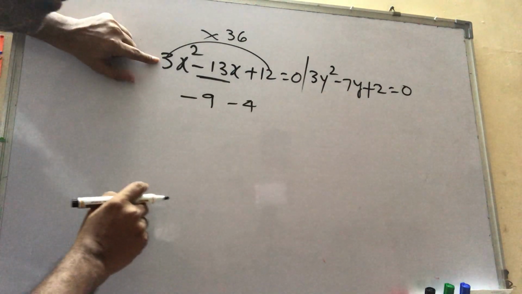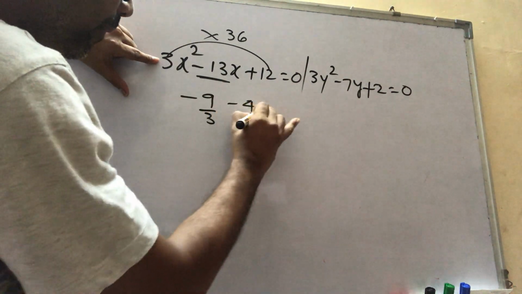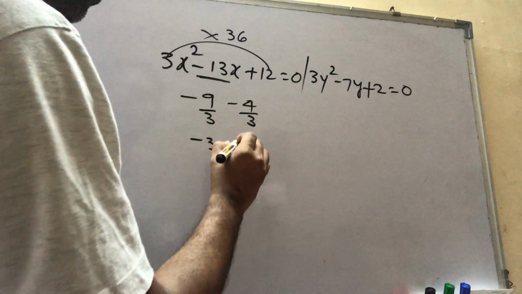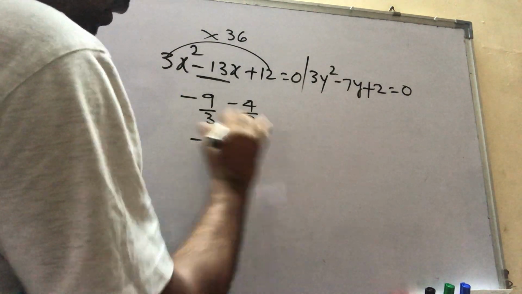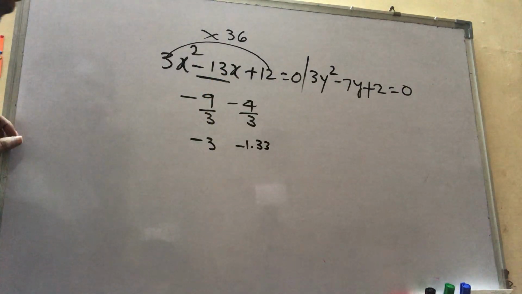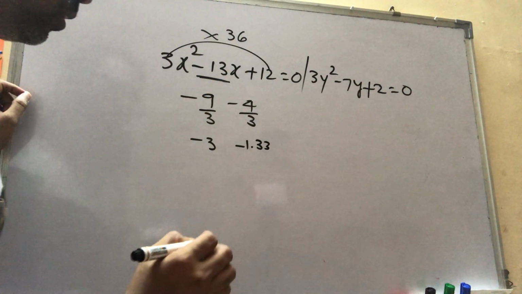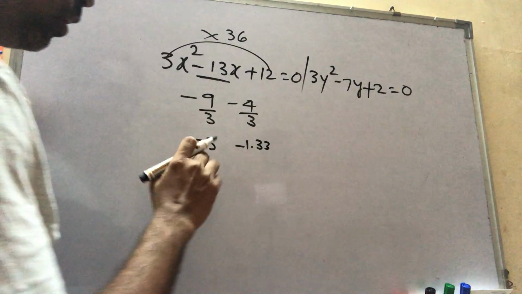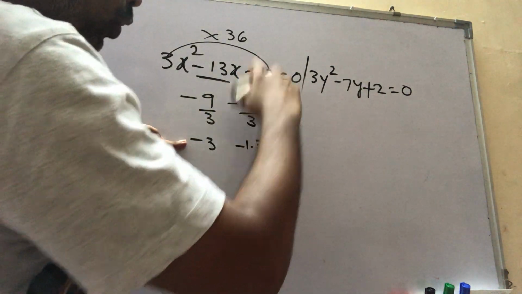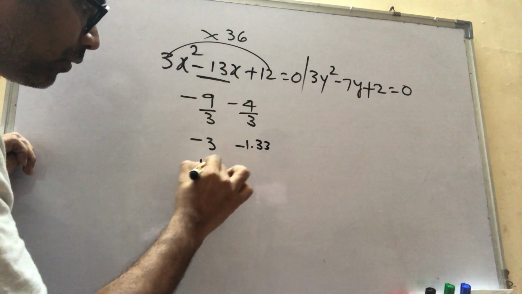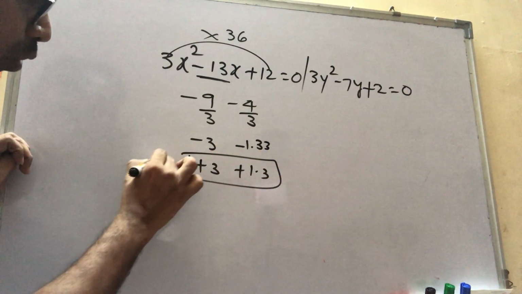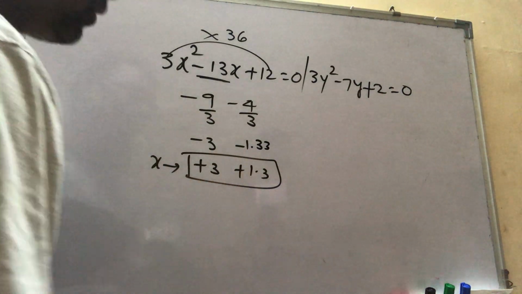Again here we have 3, so divide by 3. So I will get minus 3, and here we will get minus 1.33. So this minus, when you take on that side, will become plus. So plus 3 and plus 1.3. So these are the factors of x.